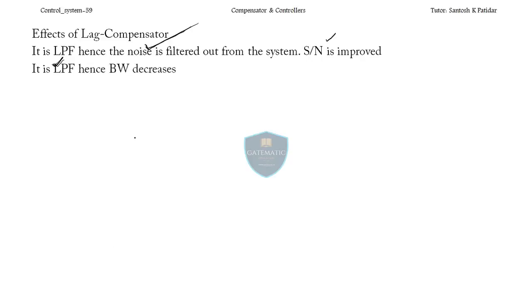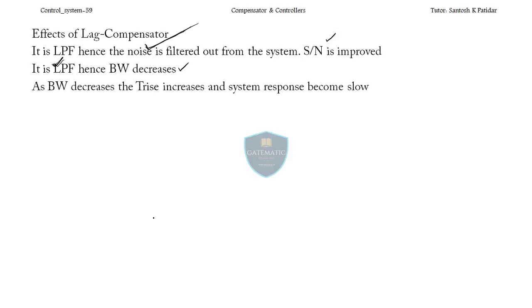The second point is it is a low pass filter, hence bandwidth decreases. Now you know very well from the series that as bandwidth decreases, the rise time will increase, the settling time will increase, and sluggishness in the system will increase. See, as bandwidth decreases the T rise increases. Definitely we know the T rise will increase and the system response becomes very slow. System becomes slow, isn't it? This is the effect of the lag compensator.